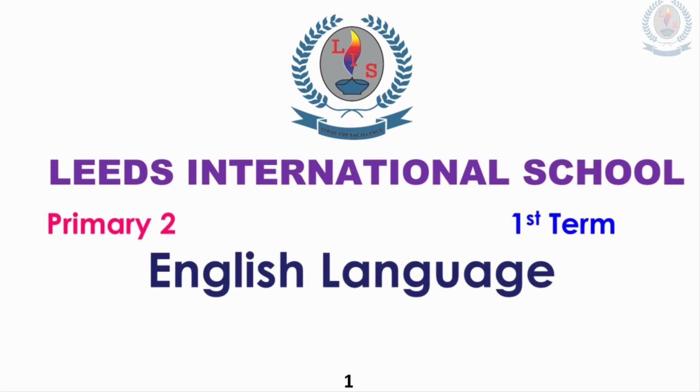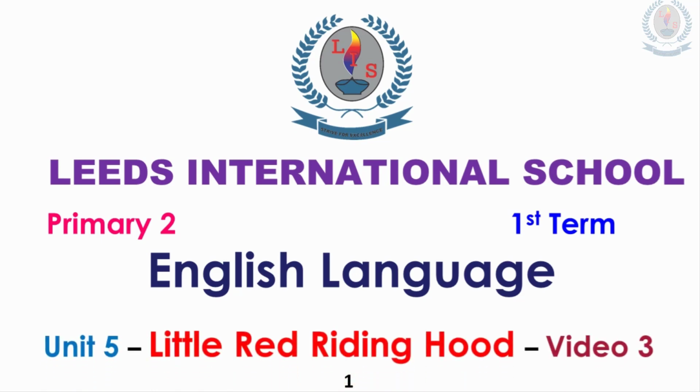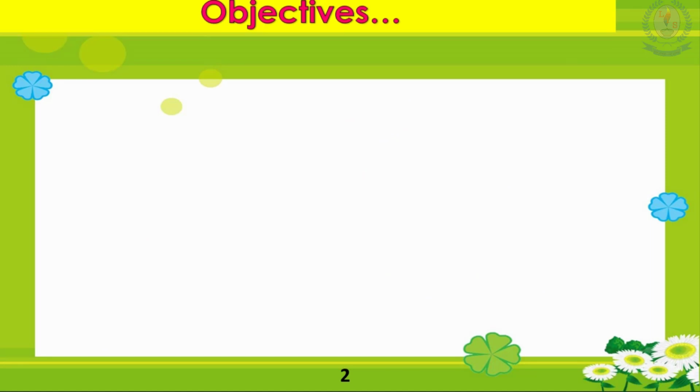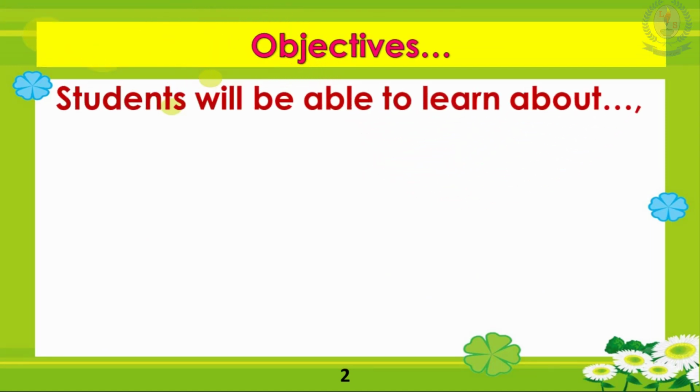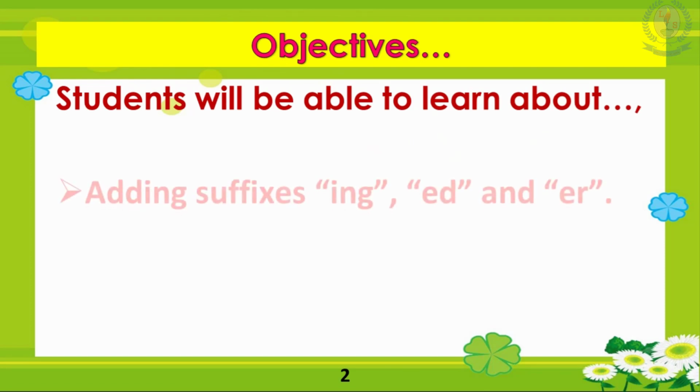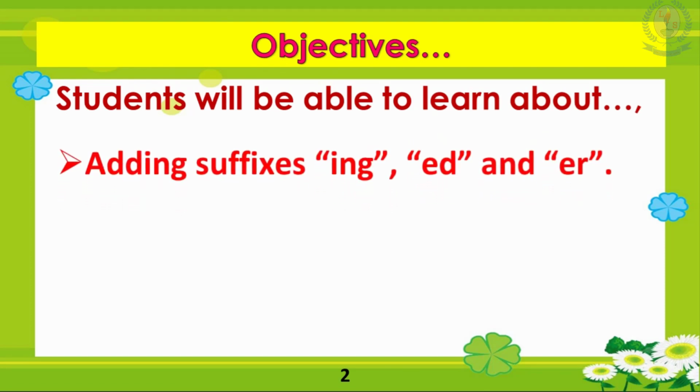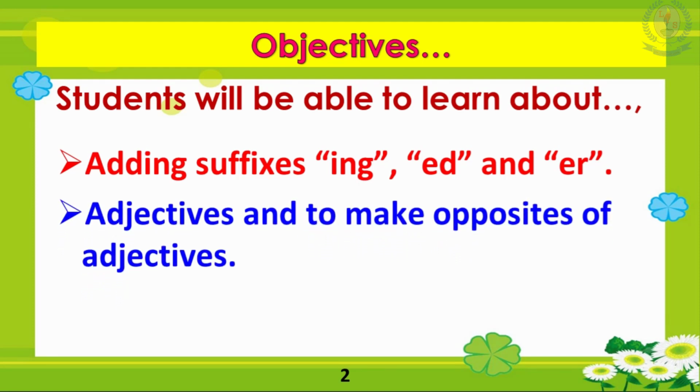Primary 2 English language. First term. Unit 5, Little Red Riding Hood. Video number 3. Objectives of the lesson. You will be able to learn about adding suffixes ing, ed and er, adjectives, and to make opposites of adjectives, and settings.